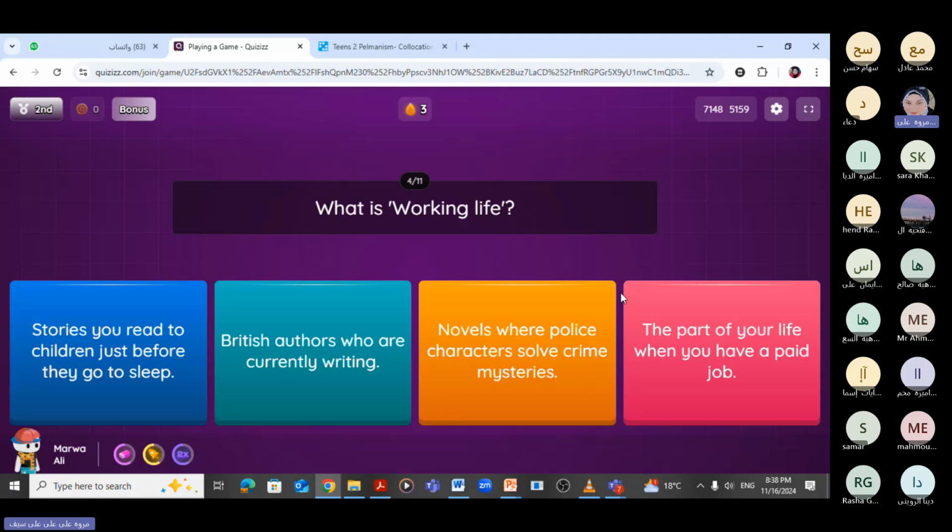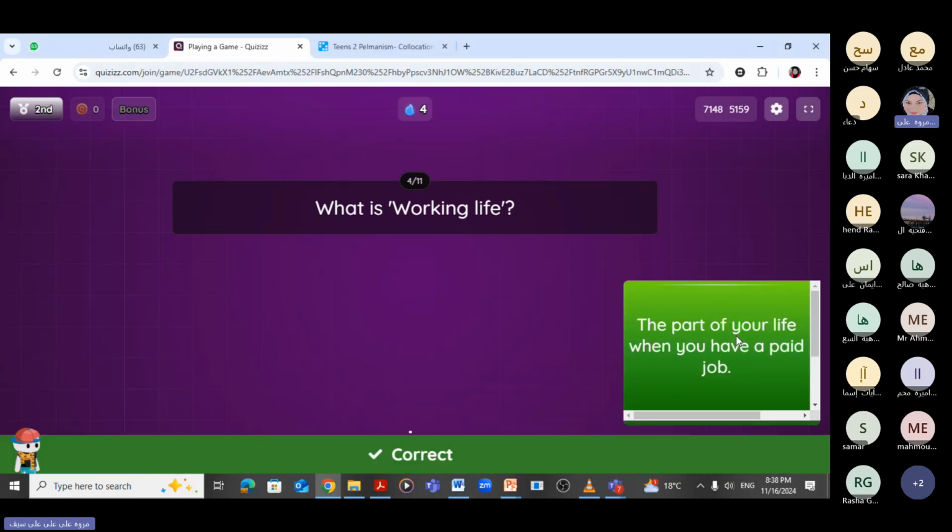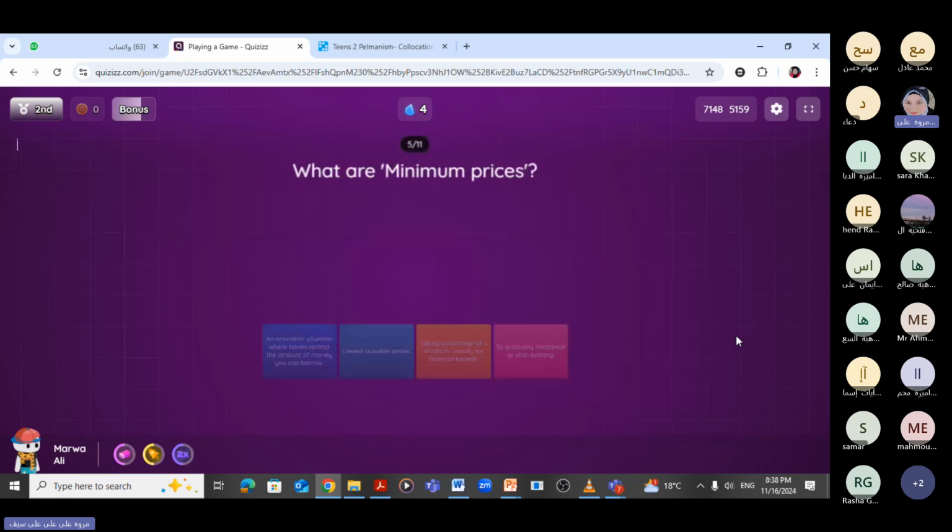Okay. What is working life? Stories you read to children just before they go to sleep, or British authors who are currently writing, or novels where police characters solve crime mysteries, or the part of your life when you have a paid job. Working life, what is it? So, Miss Sarah, if you want to answer, go ahead. Number 4, the part of your life when you have a paid job. Okay, so you will have the feedback. Perfect, correct. The next one, we have 11 already, so you have many items to answer here.